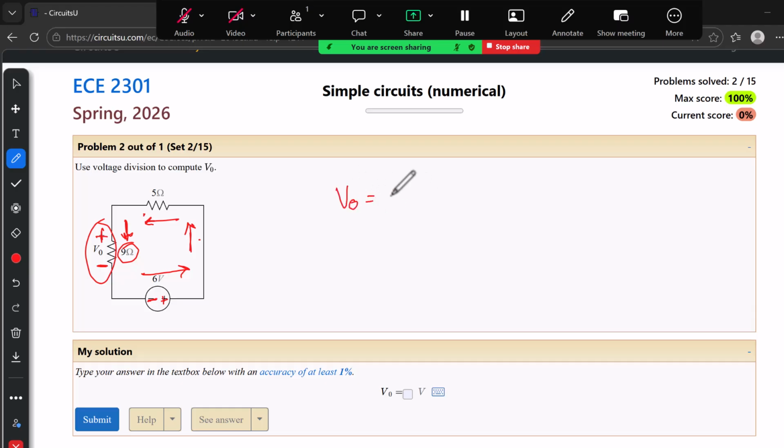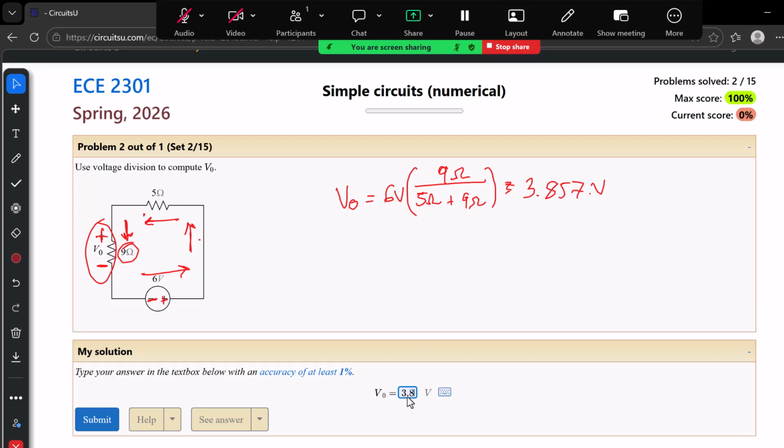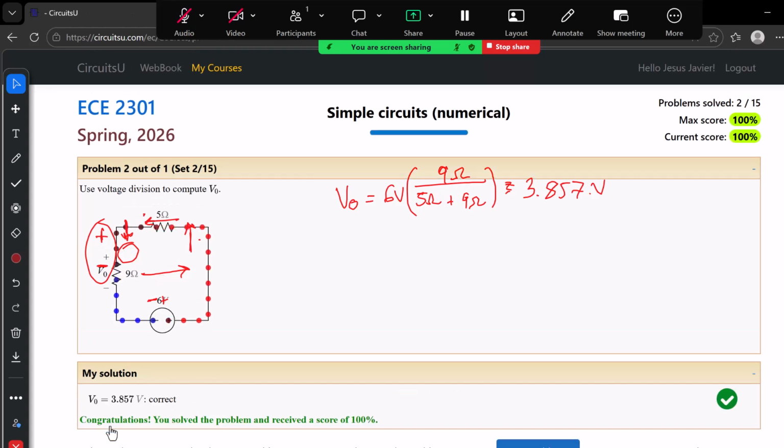So VO then is going to be positive 6 times the resistor we want to take the voltage from, over the sum, so it's 5 plus 9. The answer here will be equal to 9 over 14 times 6, which is 3.857 volts. Three decimal places is good enough. And notice here that we don't need to put a minus. Why? Because of the passive sign convention. The current enters the positive terminal, so now the voltage here is 3.857. We will submit, and the problem is correct.